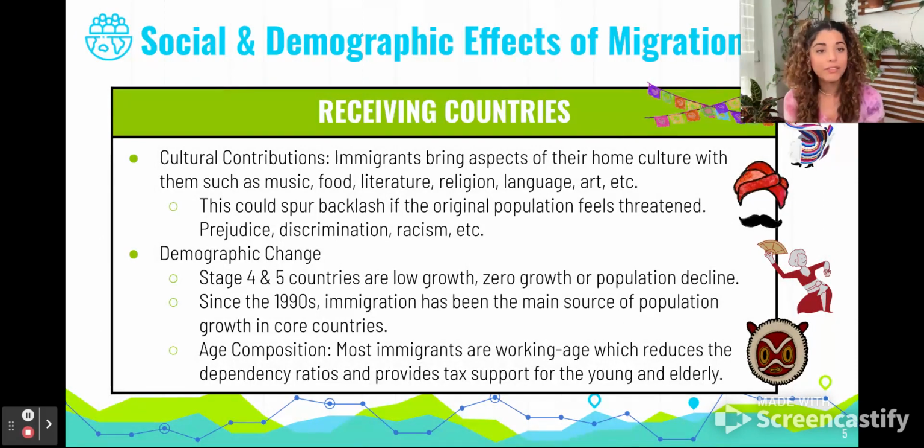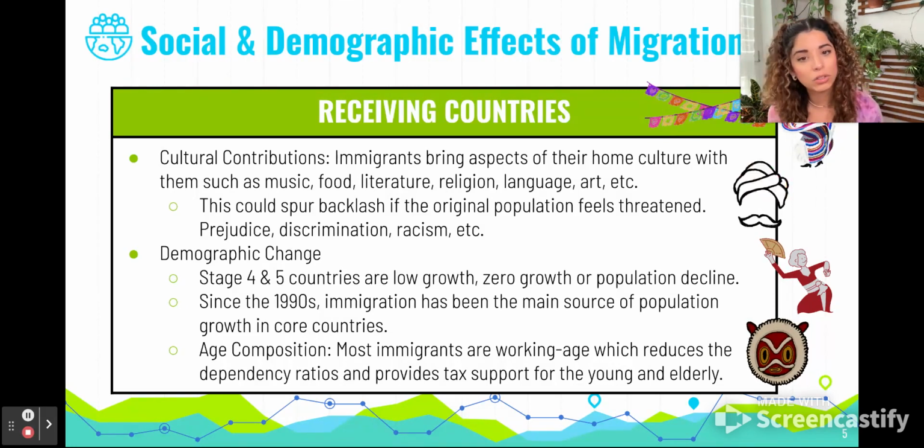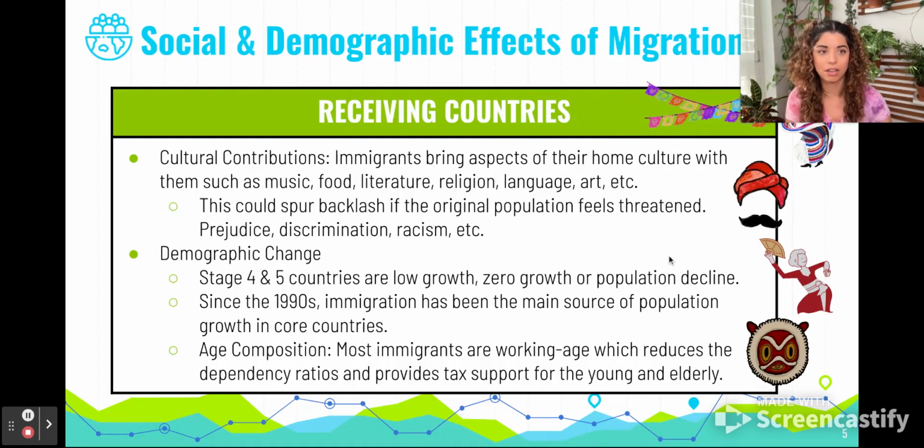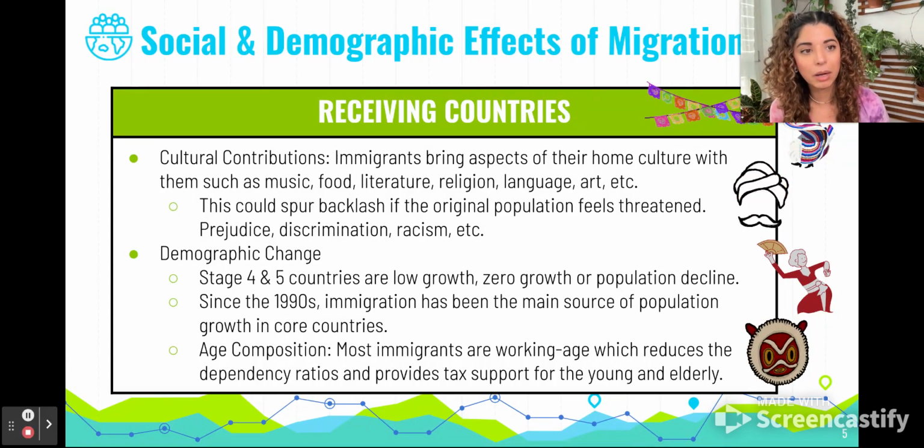Then we have social and demographic effects of migration. For receiving countries, we see a lot of cultural contributions, like I had mentioned, right? Immigrants bring their culture with them. They don't leave their culture at home. They bring their music, their food, their literature, religion, language, traditions, art, all these wonderful things, right? Sometimes this does receive backlash if the original population feels threatened, or maybe they feel like it's just unfamiliar to them. So then we see prejudice, discrimination, racism, and other potentially negative effects as well.